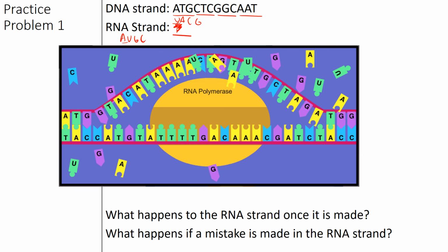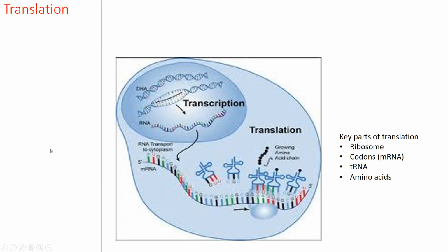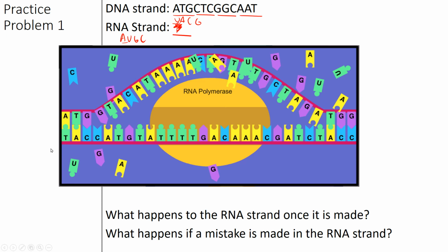So what happens to the RNA strand once it's made? It goes out of the nucleus. We just talked about it. And what if there's a mistake made in the RNA strand? Well, it won't be a huge deal. We'll talk about that later, actually. Okay.